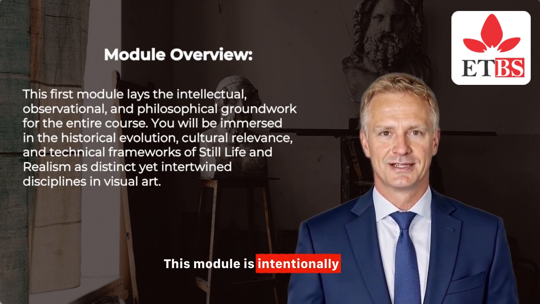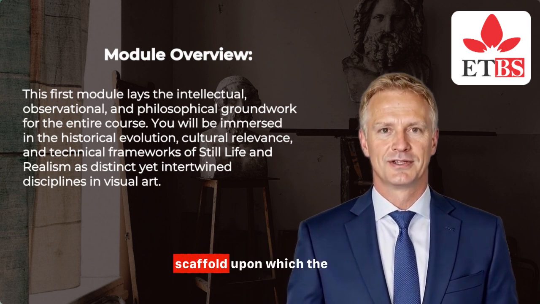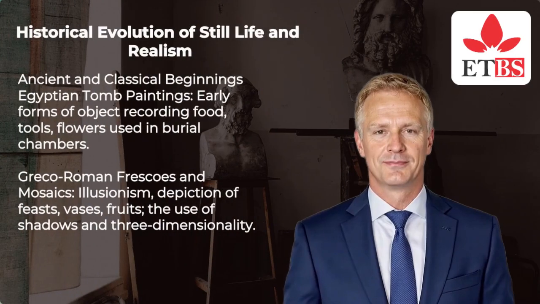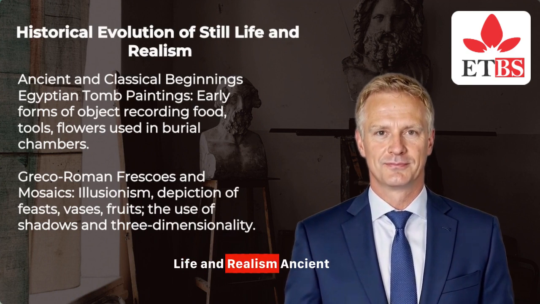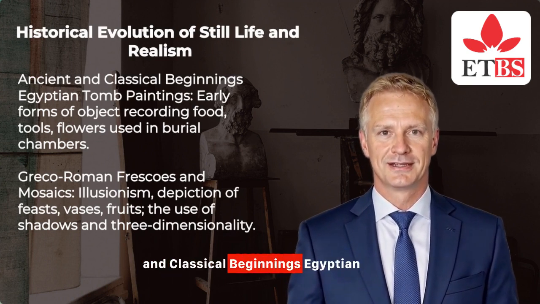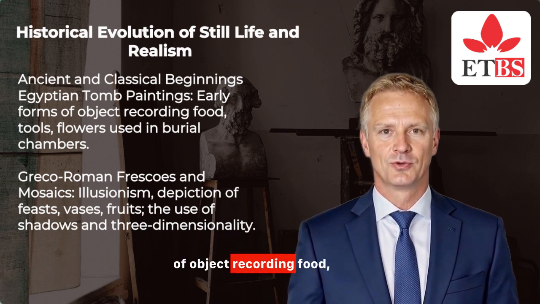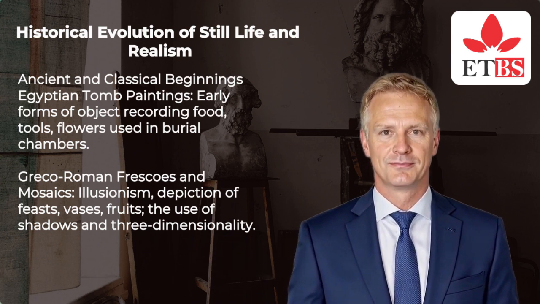This module is intentionally broad yet intricate, creating a cognitive and technical scaffold upon which the rest of the course will be built. 1. Historical evolution of still life and realism. Ancient and classical beginnings. Egyptian tomb paintings. Early forms of object recording: food, tools, flowers used in burial chambers.